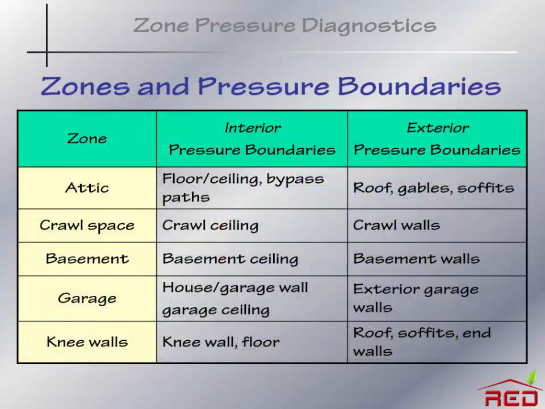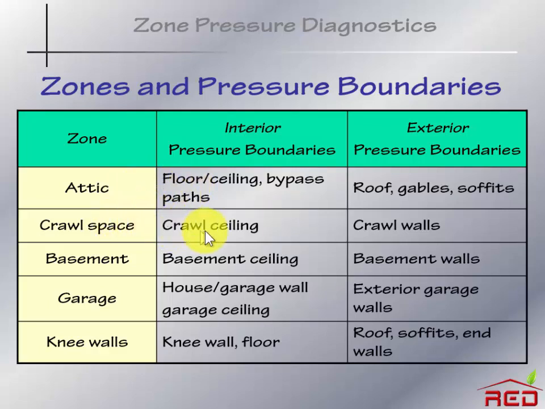This table shows some of the more common zones that are tested in houses with zone pressure diagnostics. First of all, an attic, which I showed in the last slide. And notice we have a column for interior pressure boundaries, and we have a column for exterior pressure boundaries. Another way to term interior pressure boundary is from the zone to the house. For example, an attic, we have the attic floor is the boundary from the zone to the house.